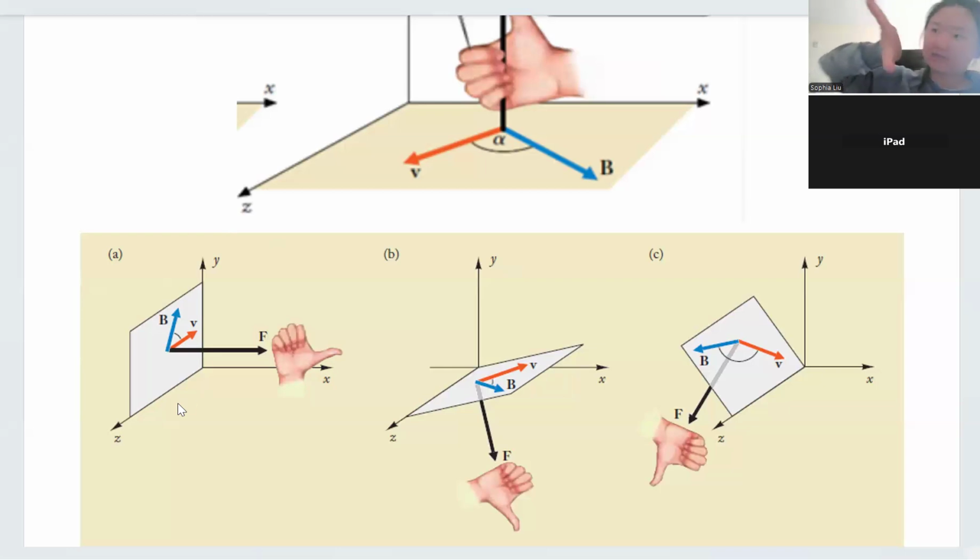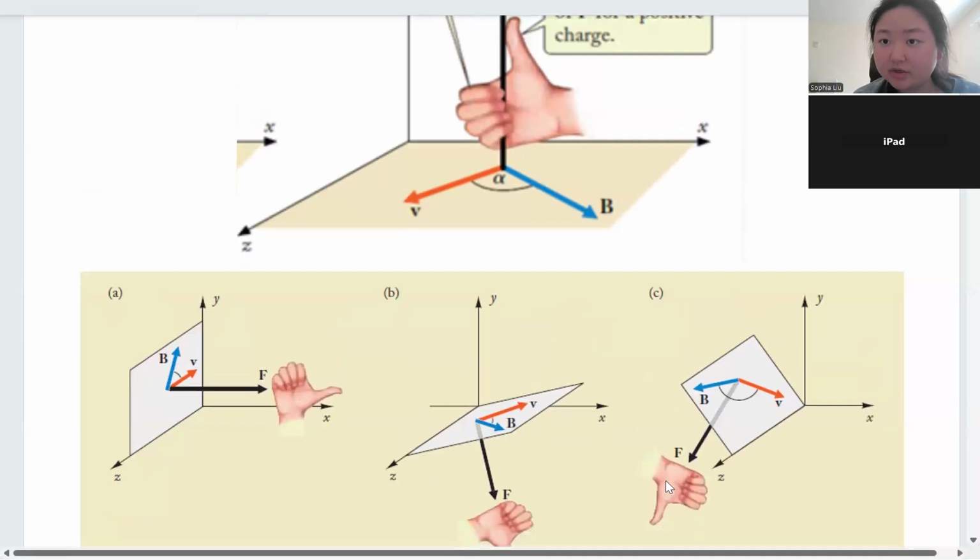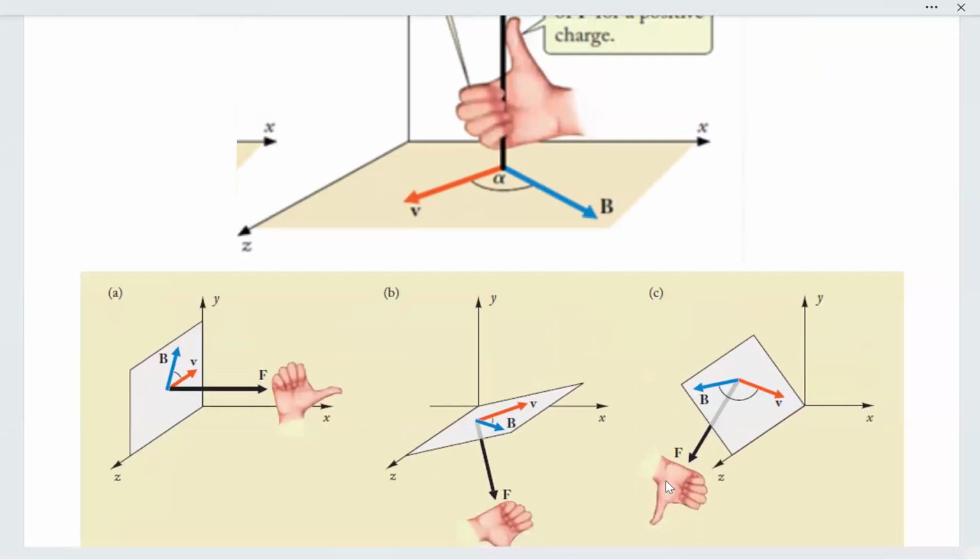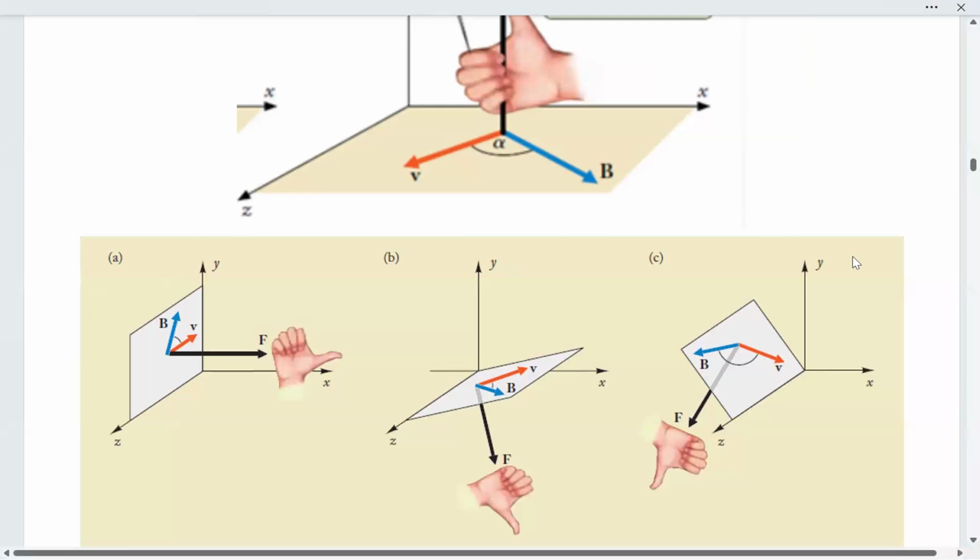I'm going to flip my hands like this so that these four fingers can easily curl inward towards me. As you can see, the first step points to V, the second step curls in the direction of B, and wherever your thumb is pointing will be the direction of magnetic force. So pointing down, therefore your magnetic force is going down at this angle. This third example, you can feel free to try yourself. It could be a practice exercise.